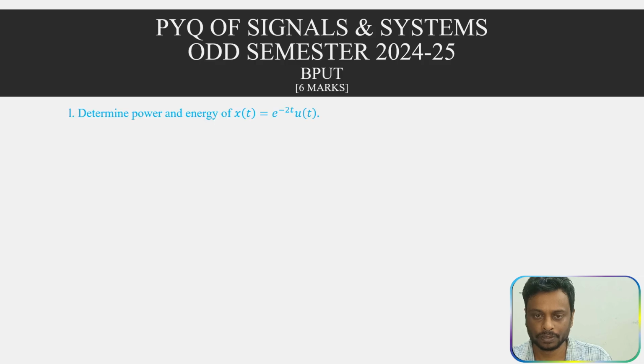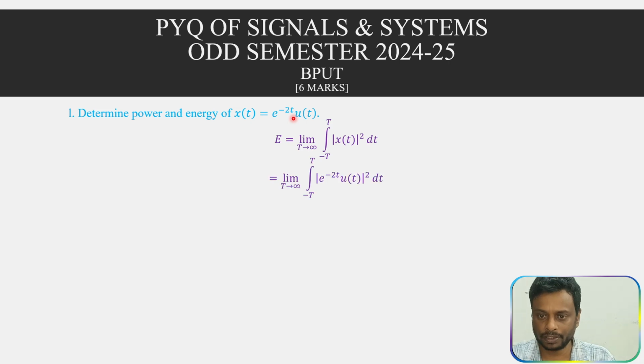So the next question is to determine the power and energy of x of t. You need to find the power and energy of x of t equal to e to the minus 2t into u of t. This is a continuous time signal. So let us put e to the power of minus 2t. u of t is the unit step function, so the limits are 0 to t.